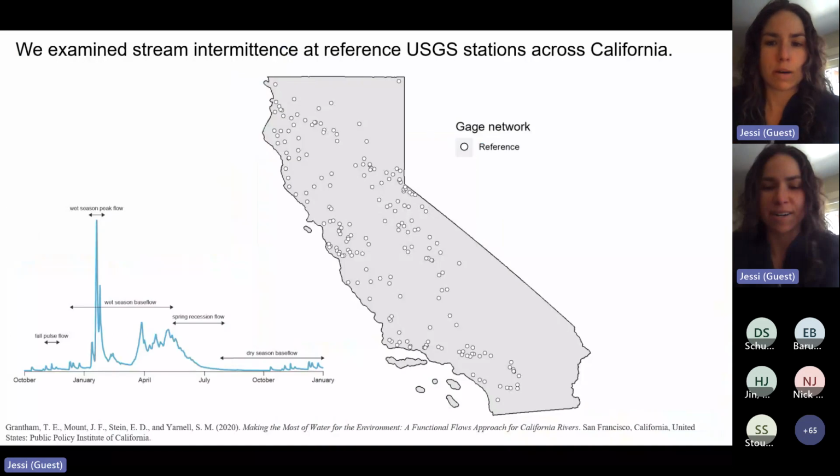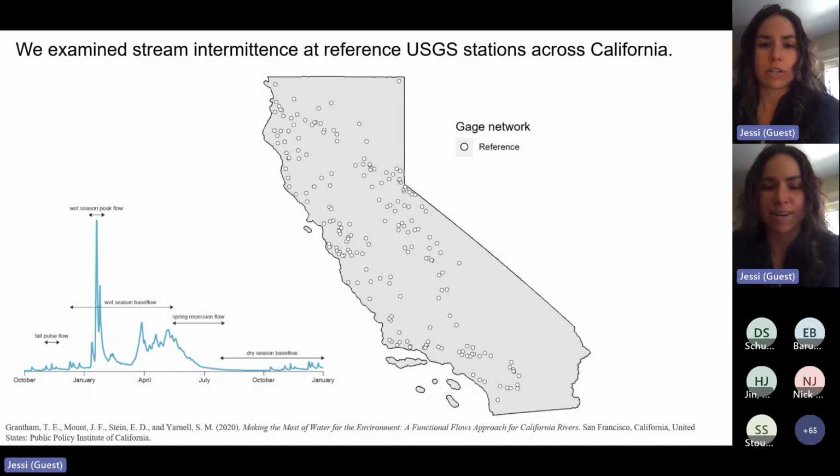First, to quantify where intermittent streams should occur naturally, we used a framework very similar to the E-flows, looking at reference gauges across California. Here's where those gauges are located. When I talk about reference, it means systems that are unimpaired or have very few impacts by humans, both in terms of land use as well as stream regulation.